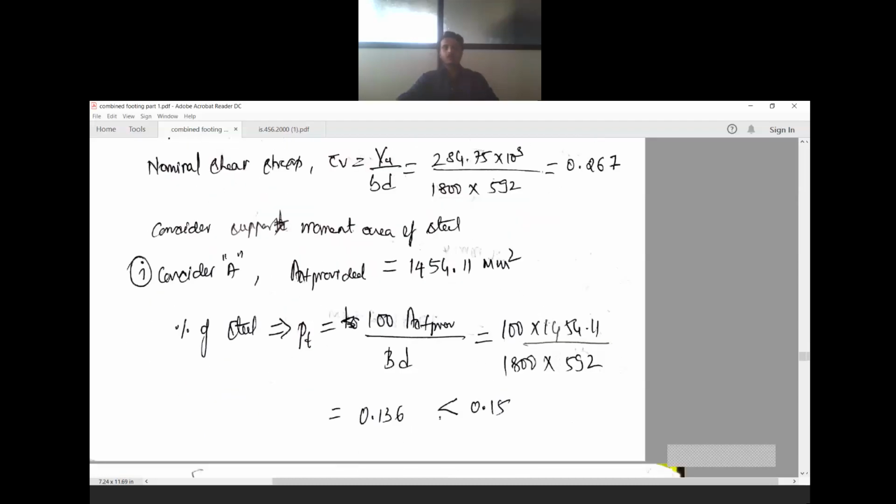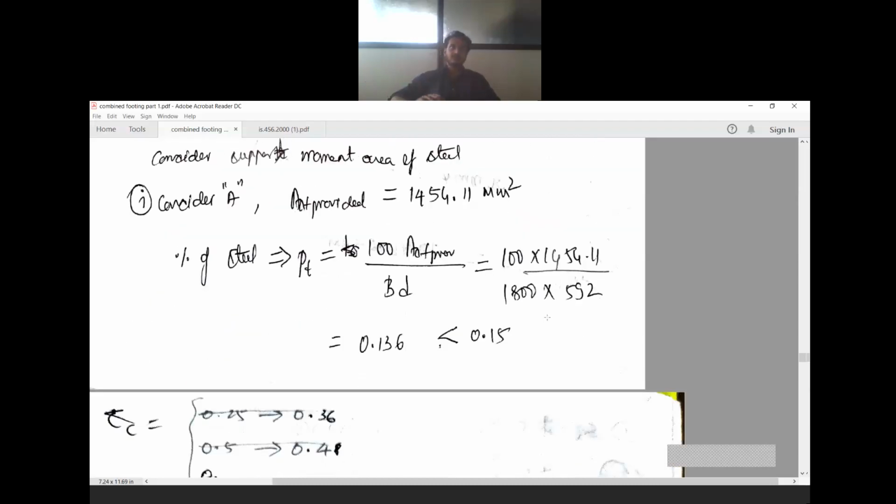Now, because of the foundation forces, there will be some shear forces. So according to that, we need to calculate the shear strength of the foundation. How to do that, we shall observe. For each column, we have to do this calculation. Consider column A. So AST provided.